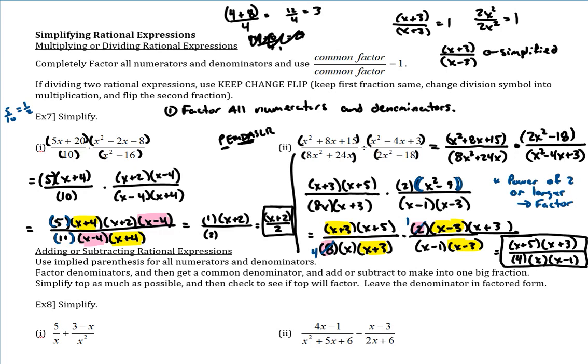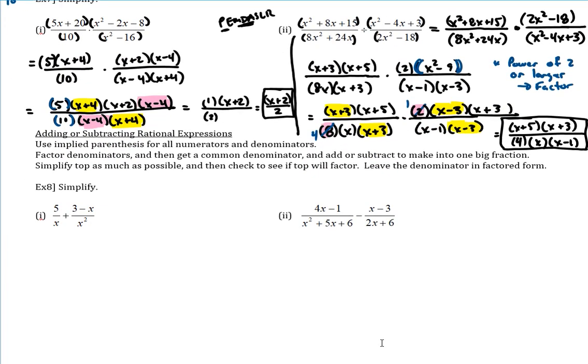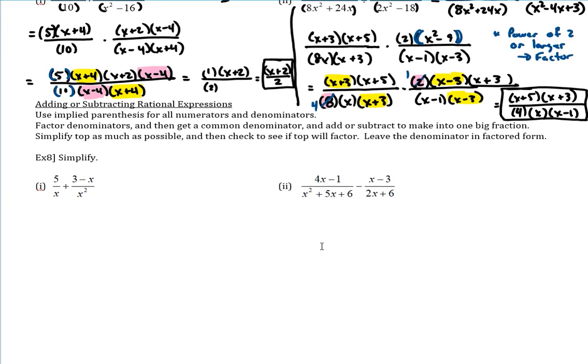Okay, so that's how those work. It's really just a lot of factoring, a bunch of factoring problems in one with a little bit of extra after. Okay, so adding or subtracting rational expressions follows a different rule where we need a common denominator.